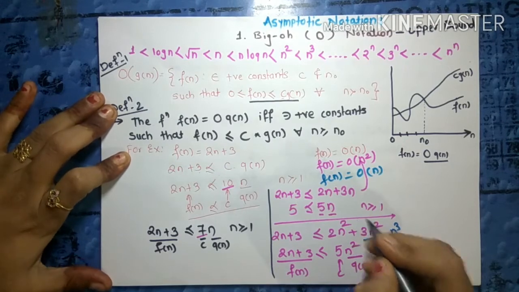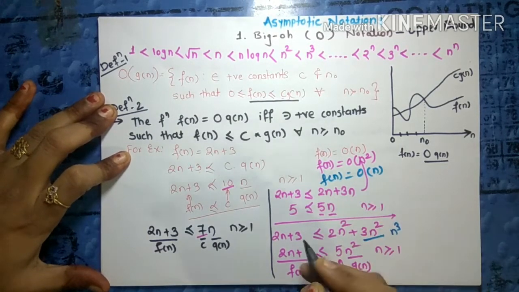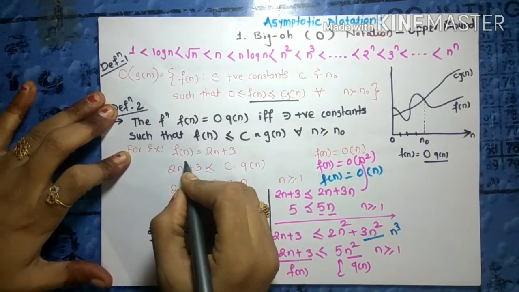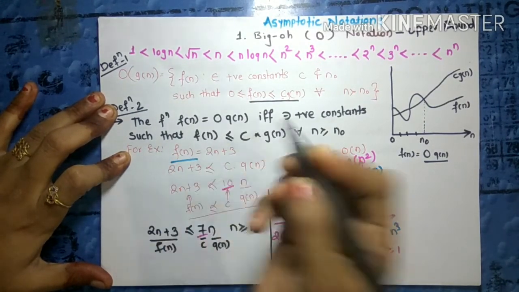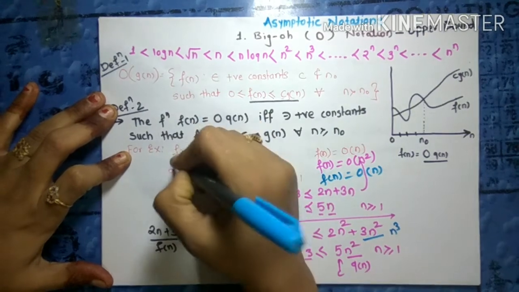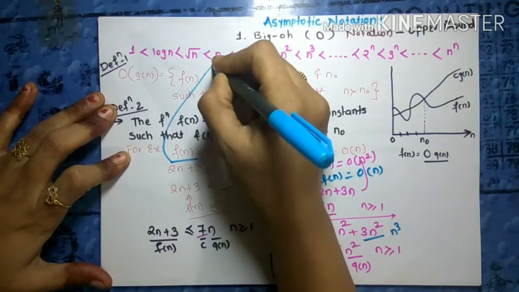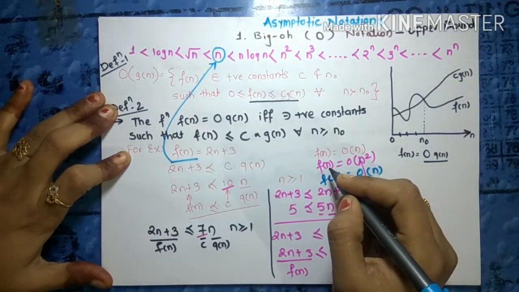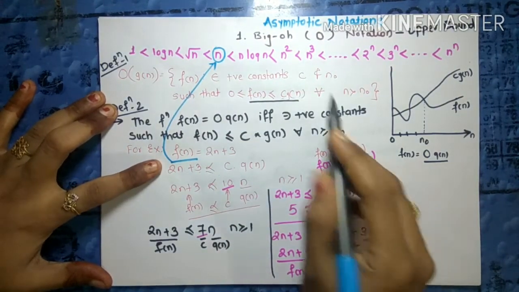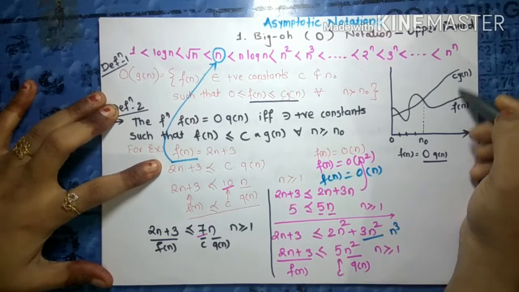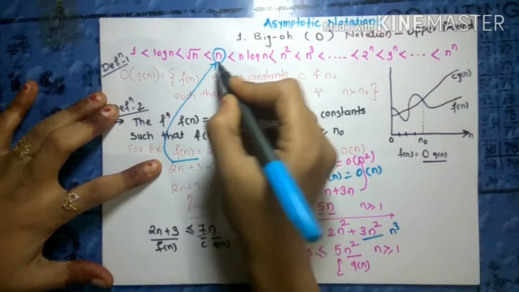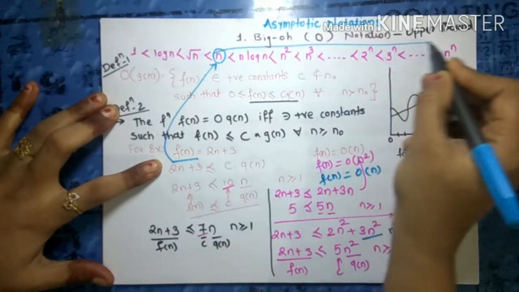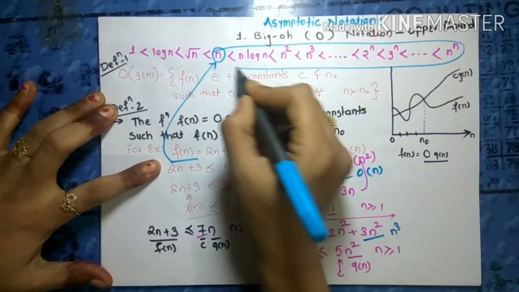Basically what is happening here, if you can see, this f of n basically belongs to this class, meaning all the functions upper bound. Here we are finding the upper bound, so all the time functions greater than this are true.